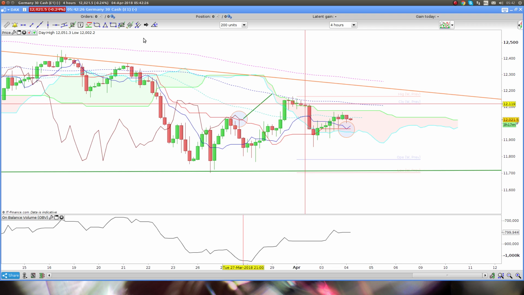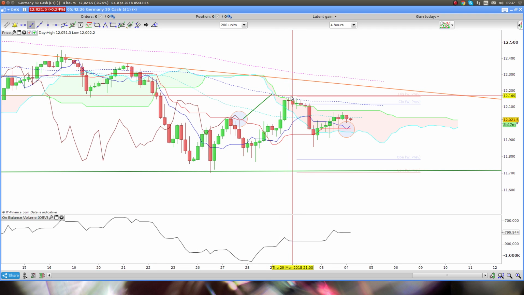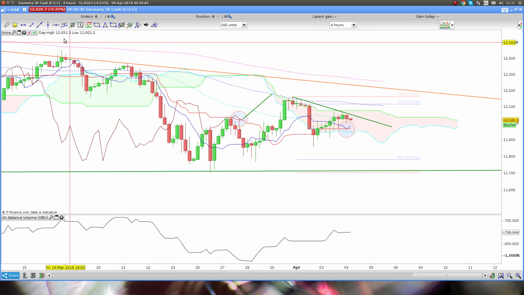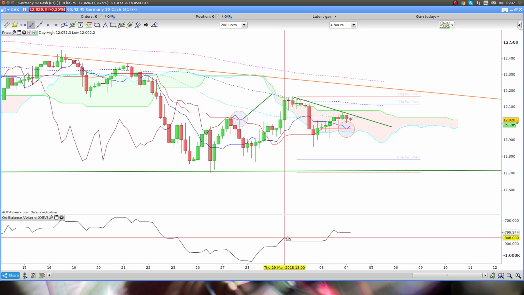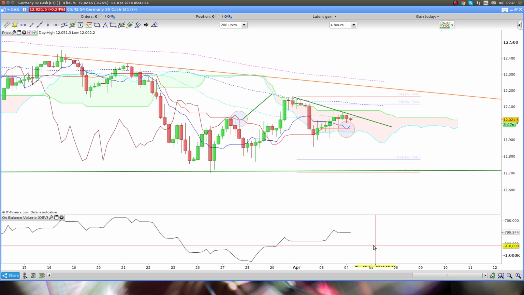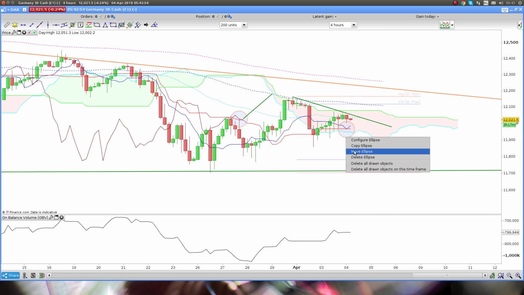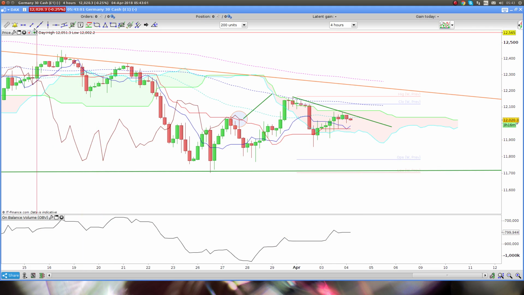The only negative factor here is that we have price moving to the downside and we have OBV moving to the upside, which is indicating a continuation to the downside. So that's the only worry I have for getting long at the moment.